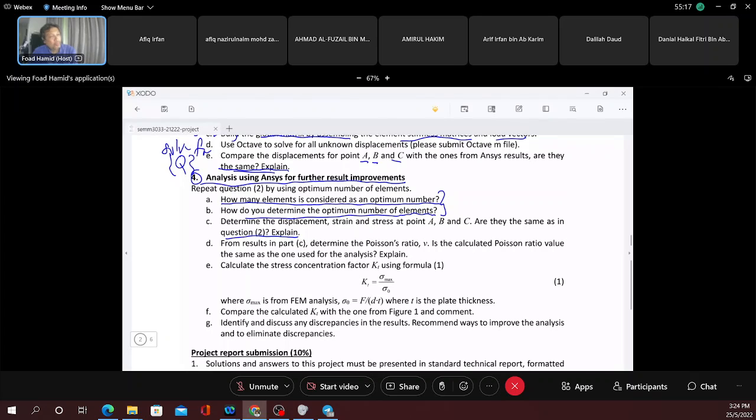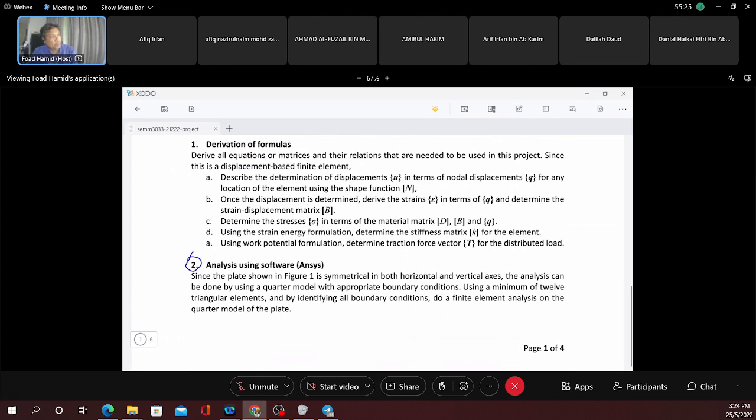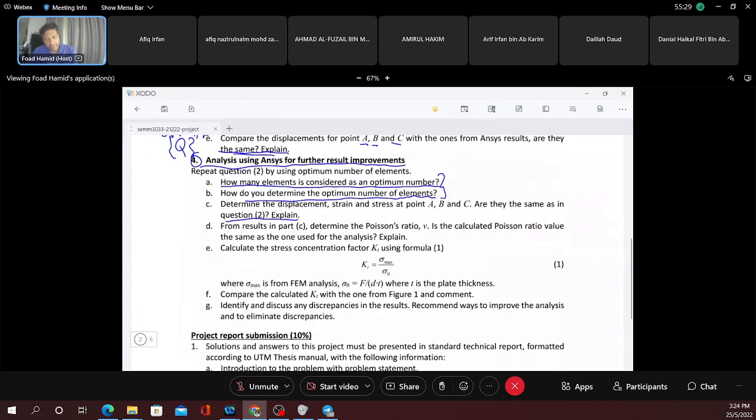So which one is more accurate then? Is it the one in question number 4, or is it in question number 2? I hope you know the answer. So this is the question.